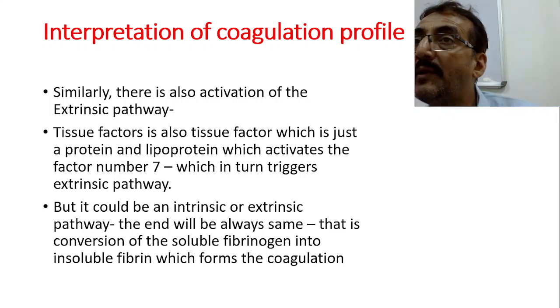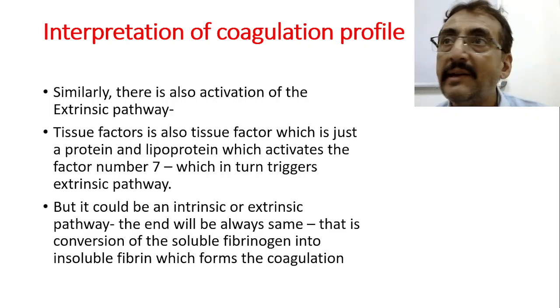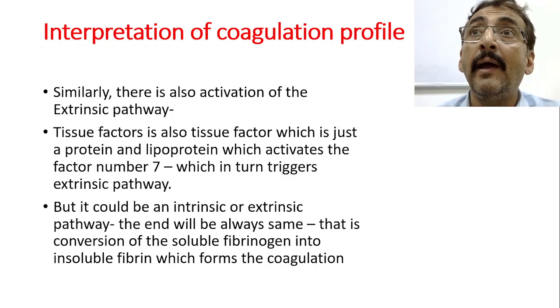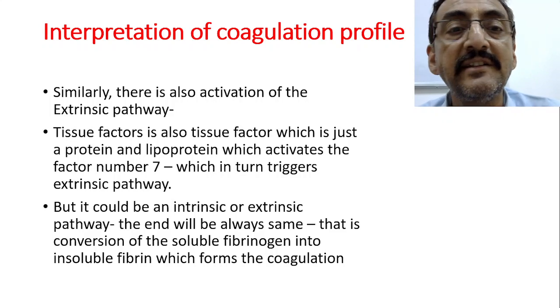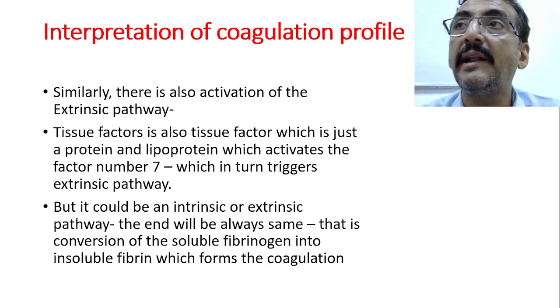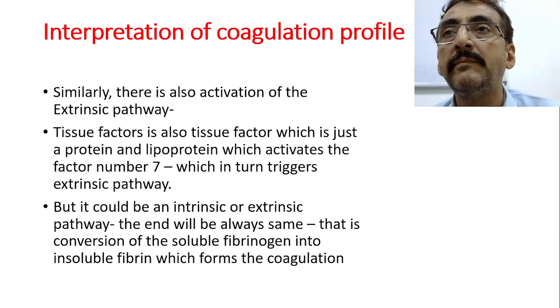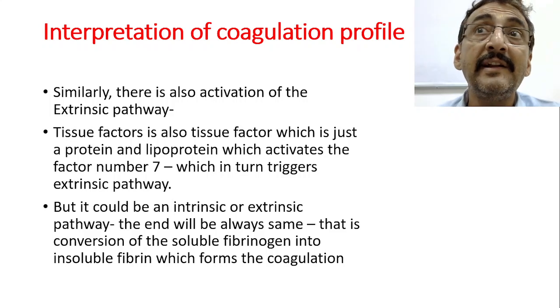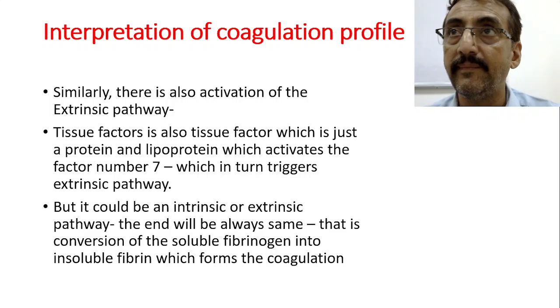Intrinsic pathway is also intended to cause coagulation. Extrinsic pathway is also intended to cause coagulation. The final aim of both pathways is the same, but the extrinsic pathway is a little faster. Directly factor number 7 is activated, and then prothrombin, and then comes fibrinogen, fibrin, etc. Whereas the intrinsic pathway is quite a longer and slower pathway.